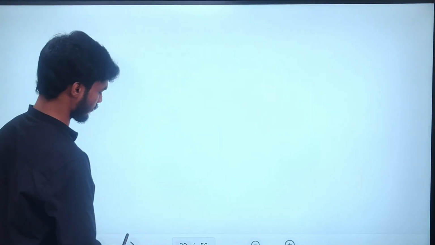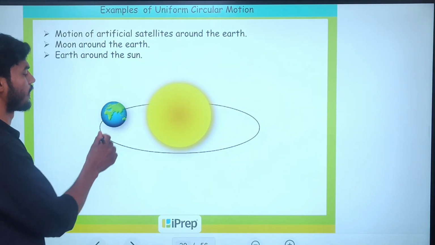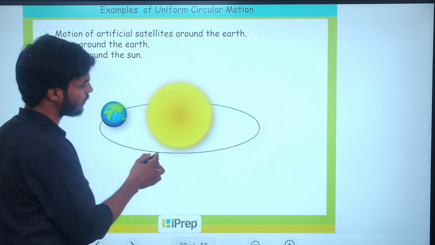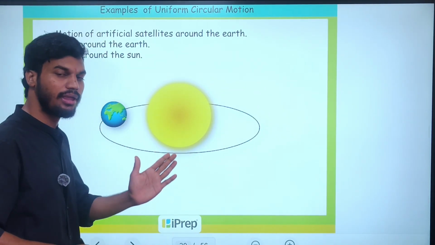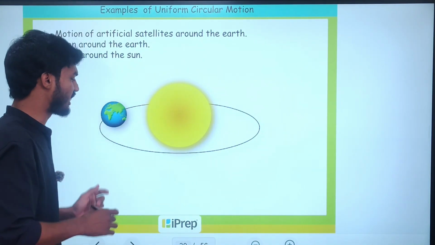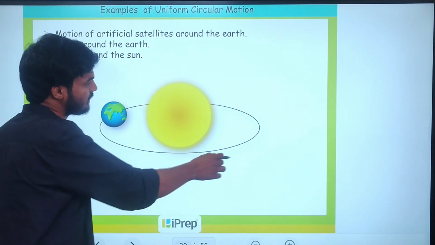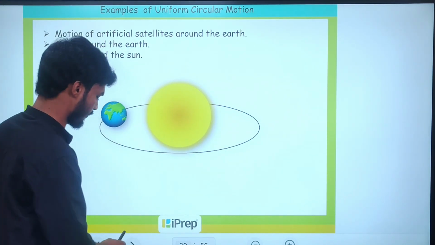Next, examples of uniform circular motion. The Earth revolving around its orbit travels with the same speed in equal intervals of time. That is known as uniform circular motion. The path is elliptical, which is almost close to a circle.